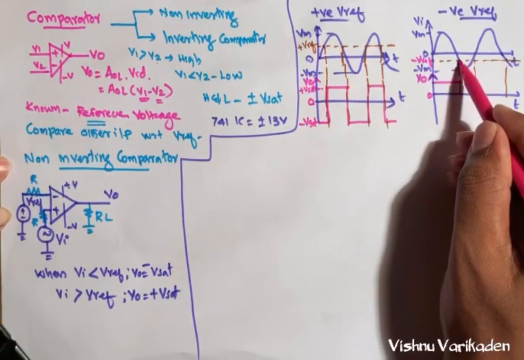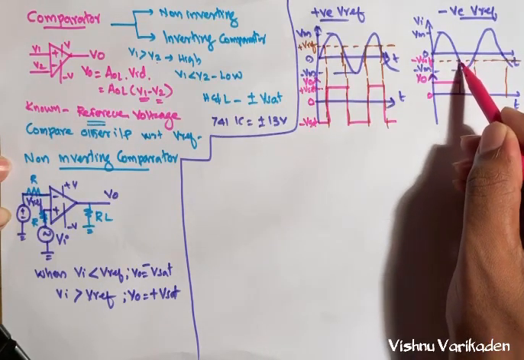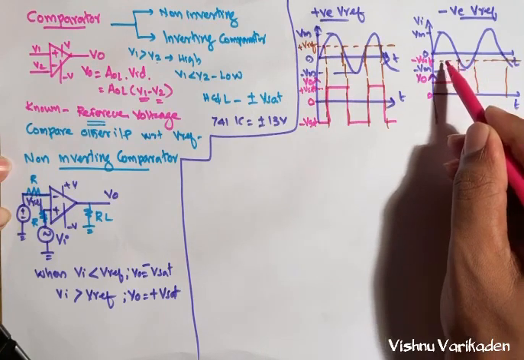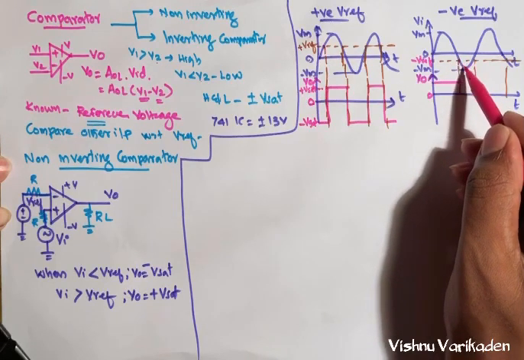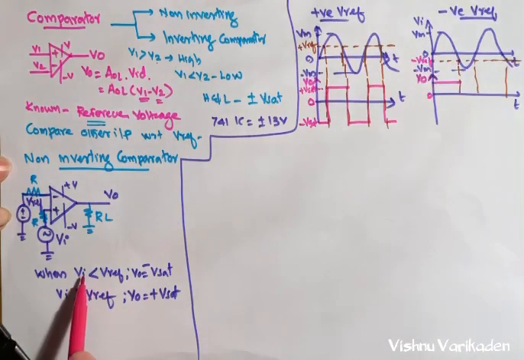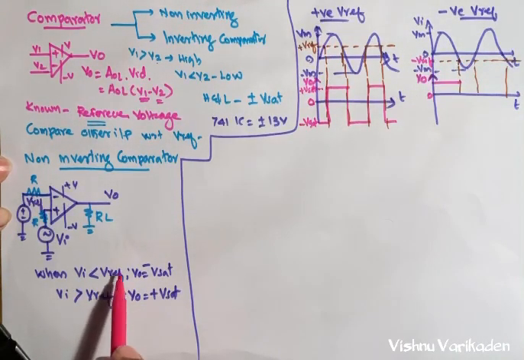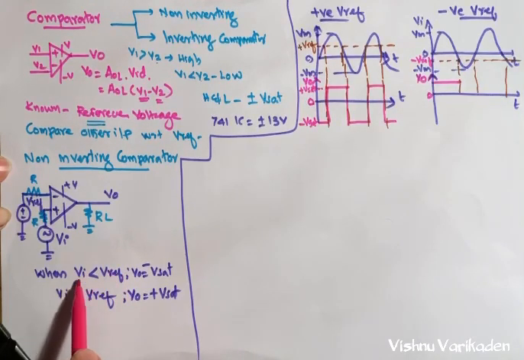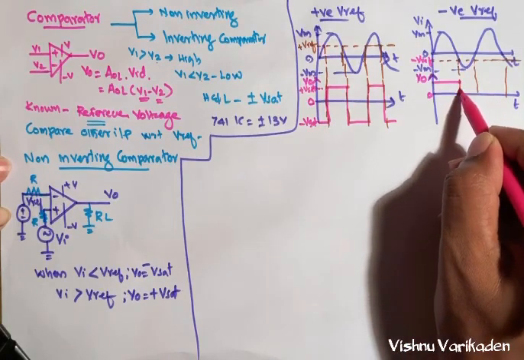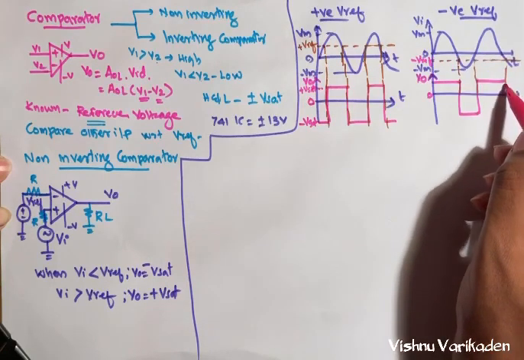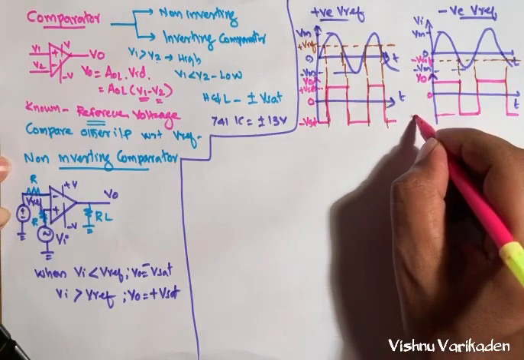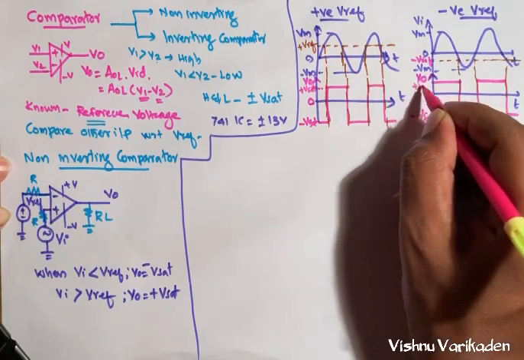After this point, what happened to the reference voltage? This voltage is more negative than the minus VREF. So in this case, what happened? Negative VREF is higher than the negative input voltage. So in this case, the output is going to be negative VSAT. So this one is minus, and this one is plus VSAT.